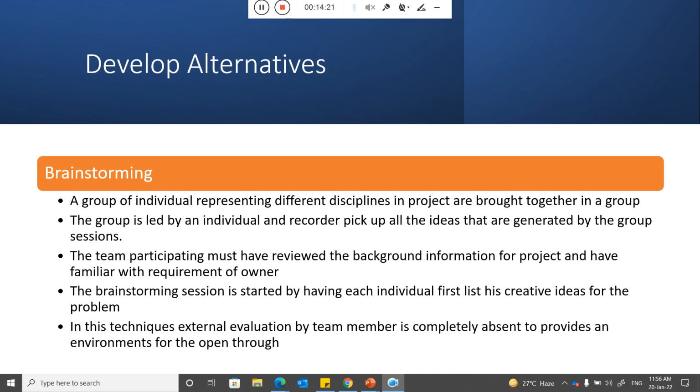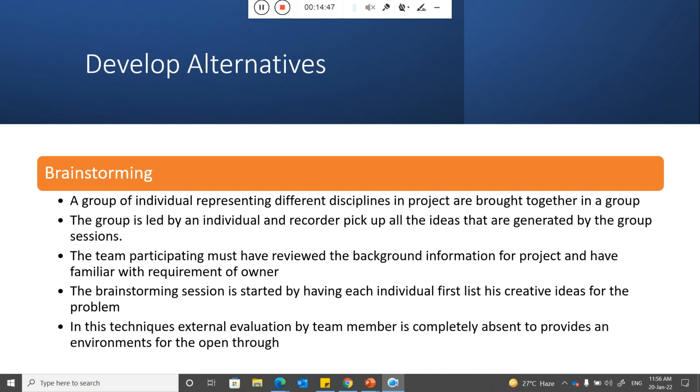The next one: the brainstorming session is started by having each individual first list his creative ideas on this particular problem. The problem is like that: the cost of this particular product is high. The experts will give their ideas, such as you can do this type of thing and reduce the cost. So you need to record all these ideas.